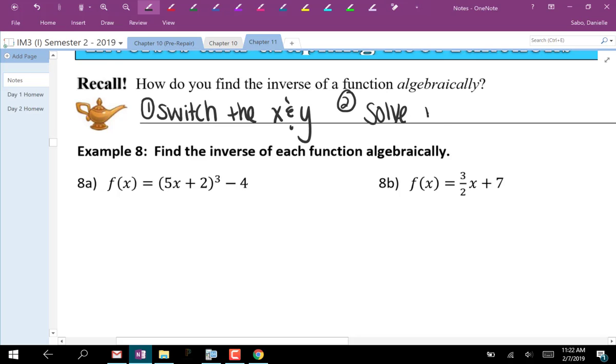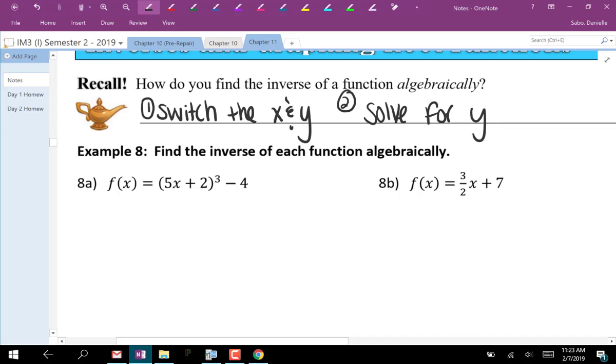Solve for y. That's the same exact thing we're going to do today, but now they're going to be more challenging problems compared to the ones that we did on day 1. So again, you practiced this day 1. You've already done the easier versions, and now we're just going to talk about more advanced ones. Okay? So find the inverse of each function algebraically.